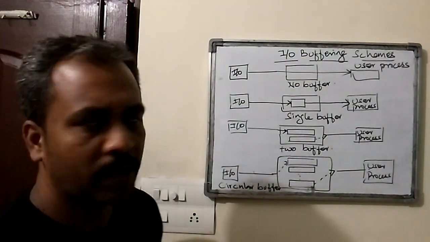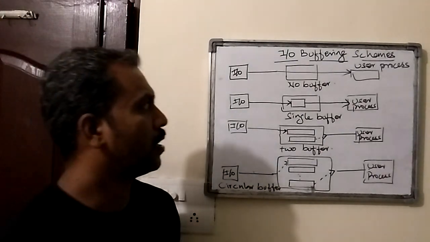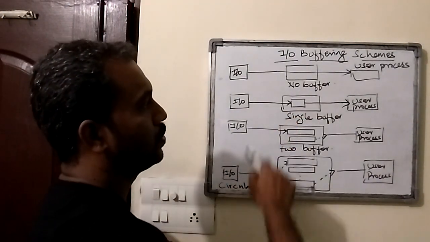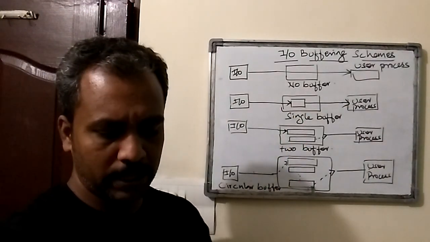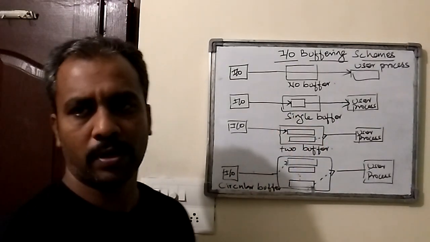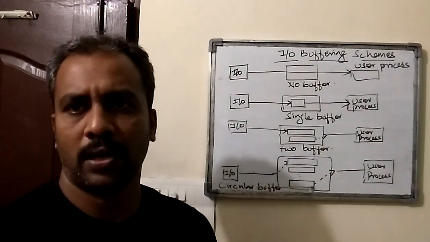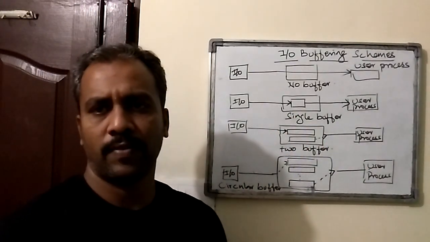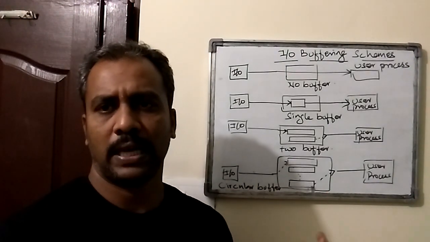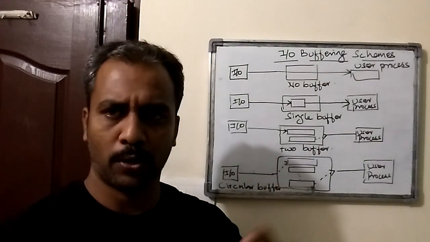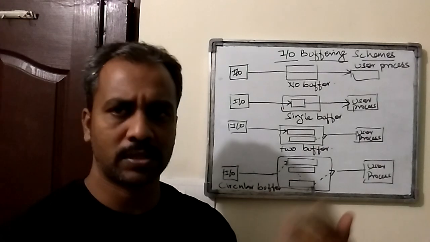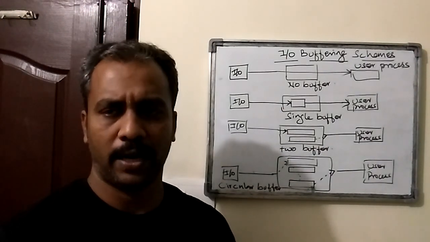So here you can find that there are various IO buffering schemes. The very first one is no buffer. The example we have discussed comes under no buffer. There are various problems which we have discussed: whenever a process requests IO, there is a loss, and there are chances of single process deadlock.